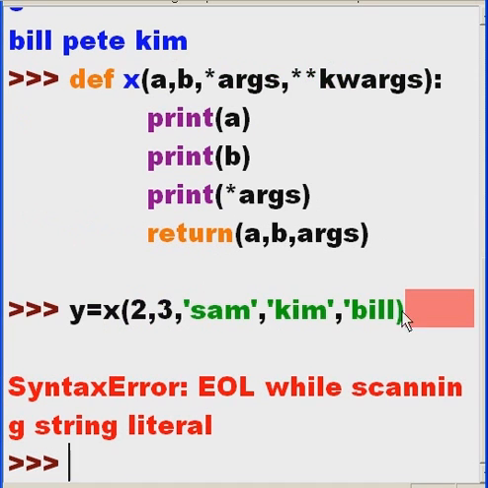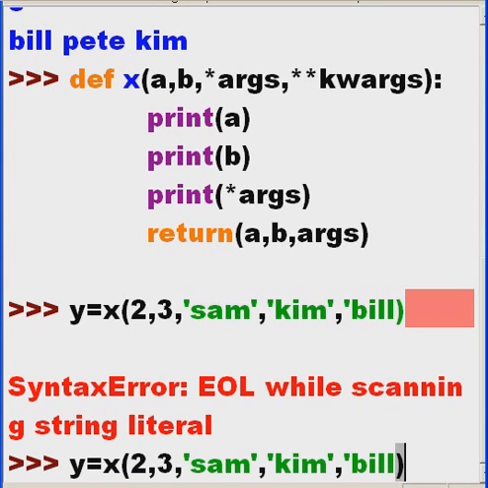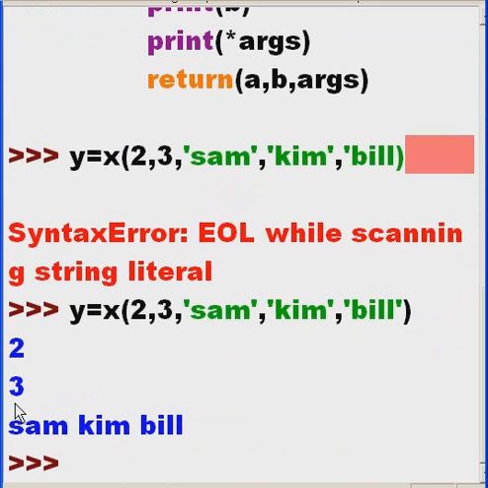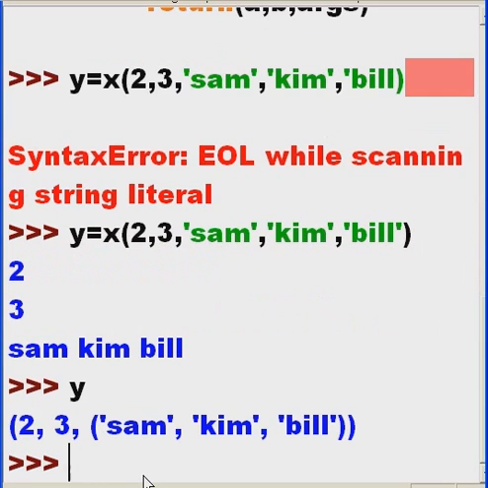Oh, I screwed up. I didn't put in the last single quotes. Let me do that now. Put in that single quote right there. Oh, I missed that one. Single quote. And then it came back as 2, 3, and Sam, Kim, Bill. All right. Now let me key in the letter y and hit enter. And look what I get. I get a 2, a 3, and then the third element is Sam, Kim, and Bill.